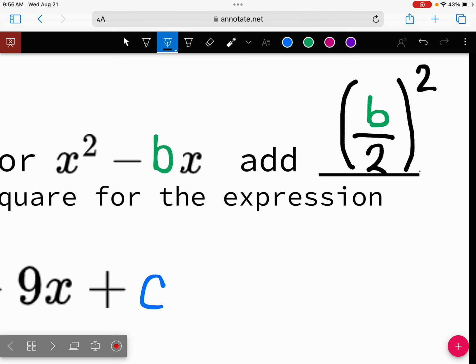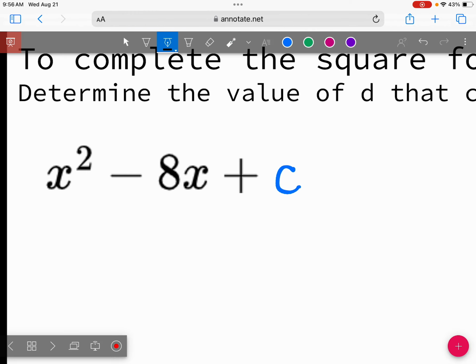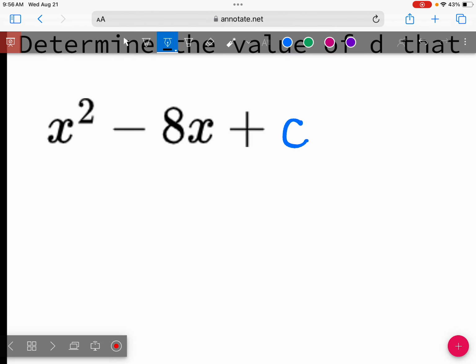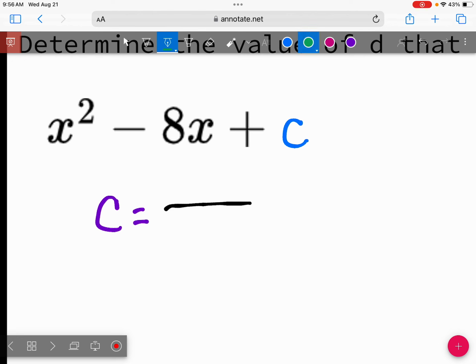So what we're going to do is we're going to figure out what C needs to be for this first one to make it be a perfect square. So that's what this one's asking us to do. So we're going to use that little formula that we have up there. Our C is going to be where we take our B term here, -8. We're going to divide it by 2 and then square it.